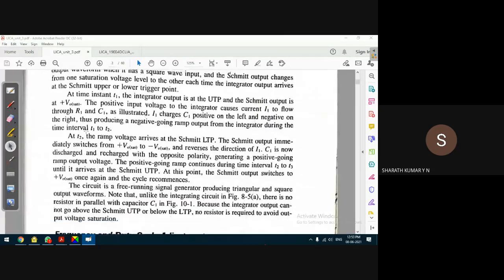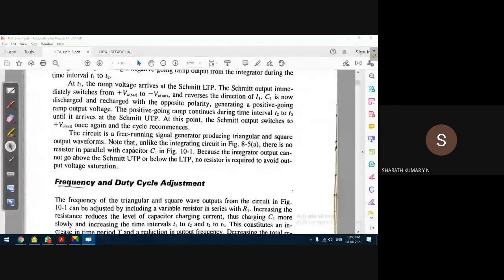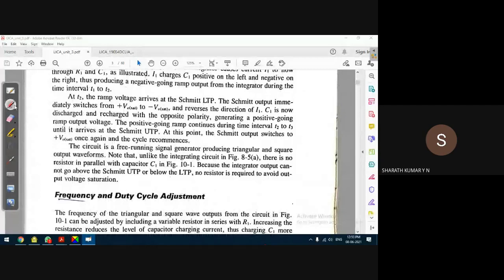I1 charges the capacitor C1. On the left side, capacitor C1 is positive. On the other side, capacitor C1 is negative, producing a negative-going ramp output from the integrator during the interval t1 to t2. This is what we discussed. This explanation is similar to what we discussed. It explains the same thing.